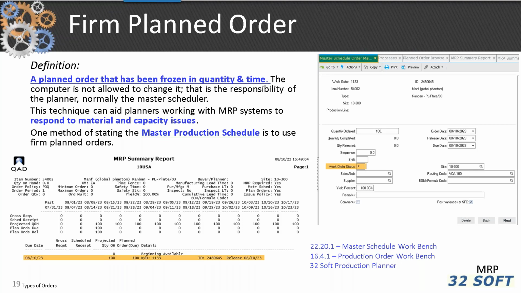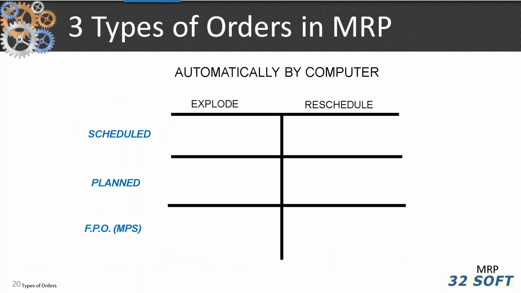To summarize the types of orders, you should understand the impact of each order in terms of the explosion of the bill and the ability of the computer to automatically calculate a new schedule. If you look at scheduled receipts, they do not automatically explode because they're paperwork released. They're already in the system. The computer does not reschedule them. However, planned orders do explode and they are automatically rescheduled. MRP does its trick. The firm planned order explodes and the human mind comes into play and it takes control over what the schedule is.